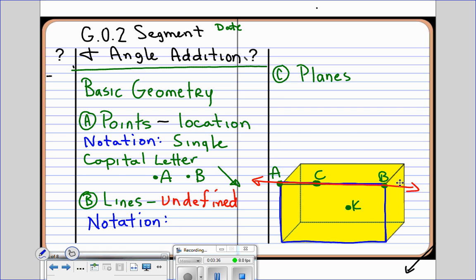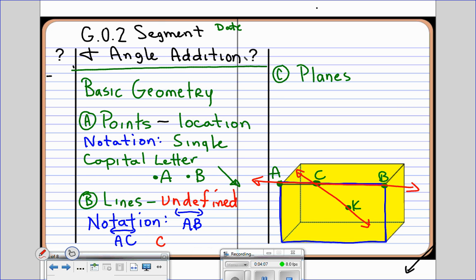So what's the notation for a line? You're going to grab 2 points that are on the line, I'll say A, B, write them down, and then you just draw a line above them. So that represents the line AB. Now the exact same line here is AC. It goes through AB, but I could grab any 2 points along that line. Here's another line, and it goes through the points C and K. So that particular line is CK with a line above it. Okay, cool? Let's move on to plane.